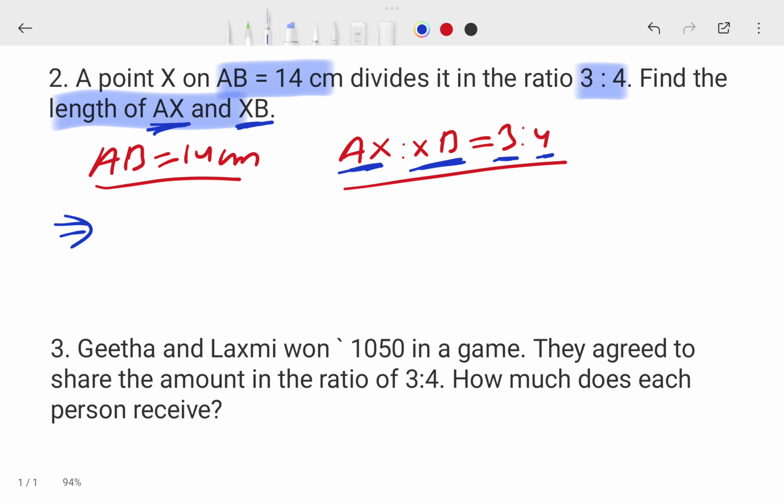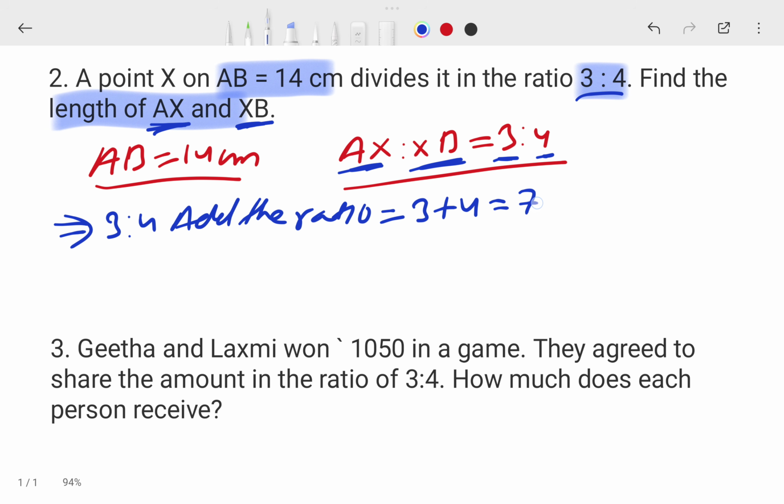So let's just start finding it. First we are going to add the ratio, 3:4. So what is it? 3 plus 4, which is 7. The ratio total is 7. Now how much is AB given? AB is given as 14. Divide by 7. It's going to be 2 each.